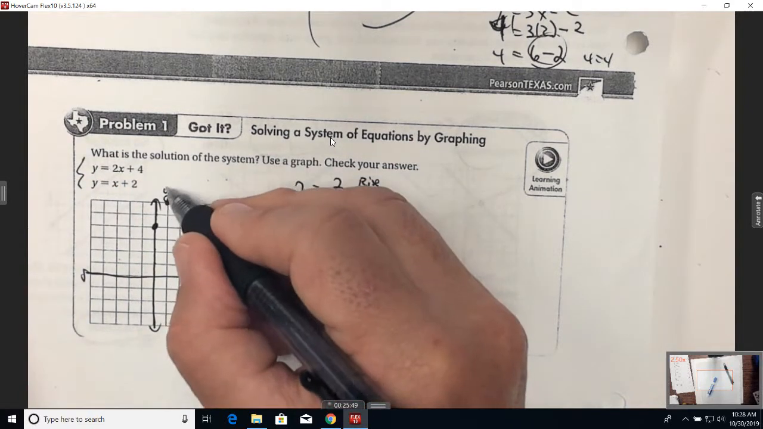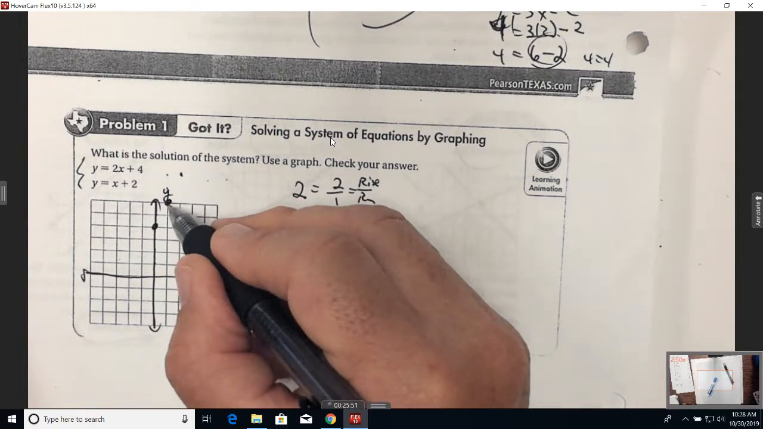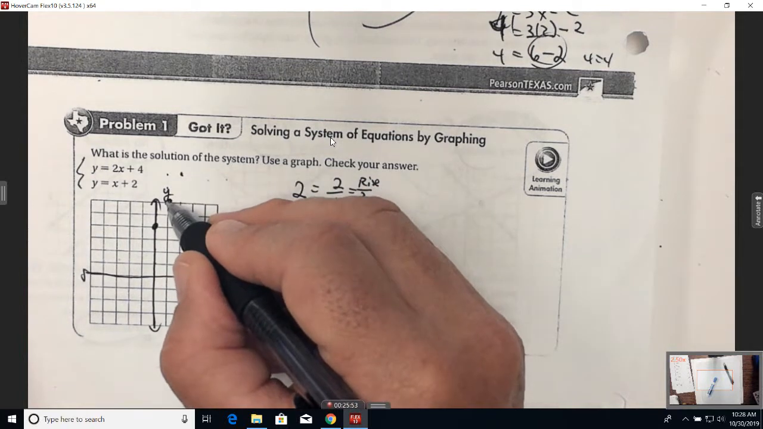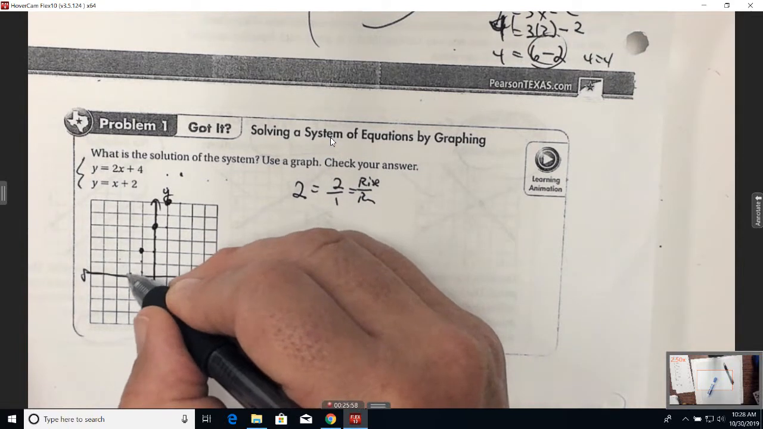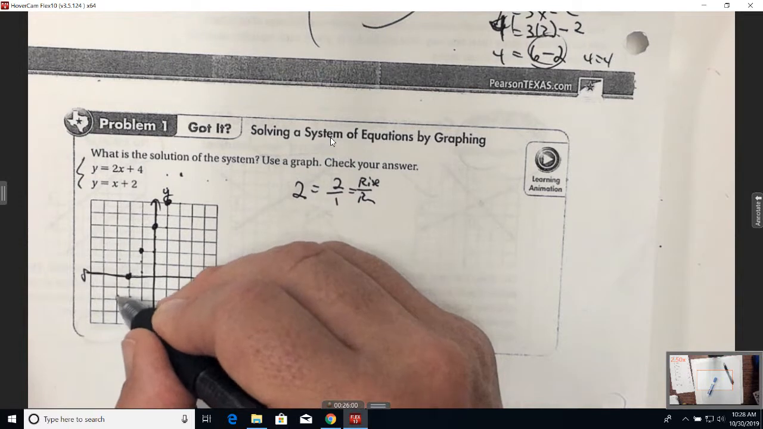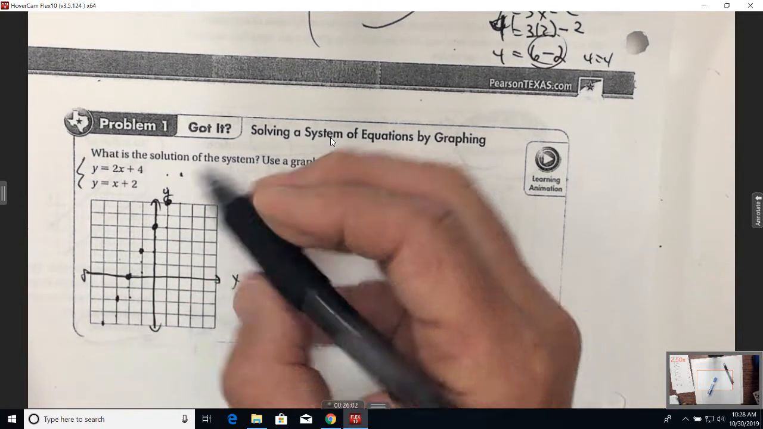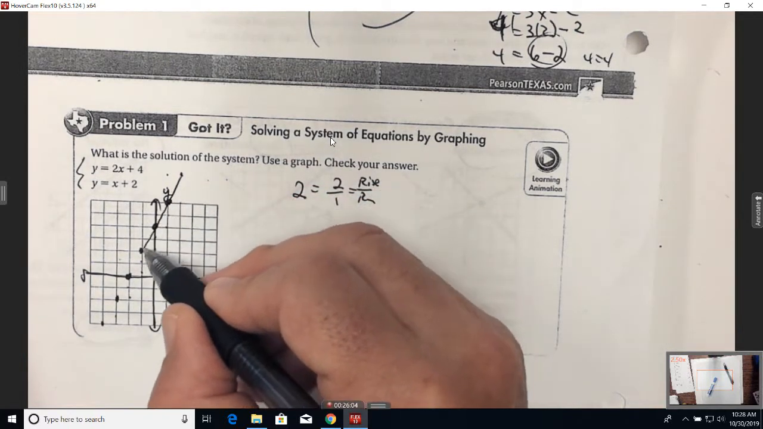I can try to guesstimate up 2, right 1, but I can find points to the left by going down 2, left 1, down 2, left 1, down 2, left 1. Right? You get it? So fill up your graph, or fill up your paper with points, and then let's play connect the dots with a solid line.